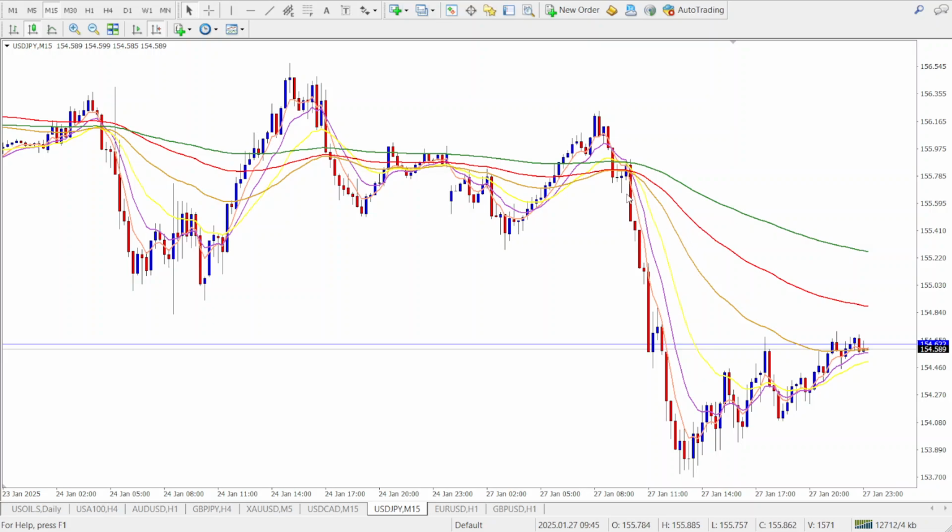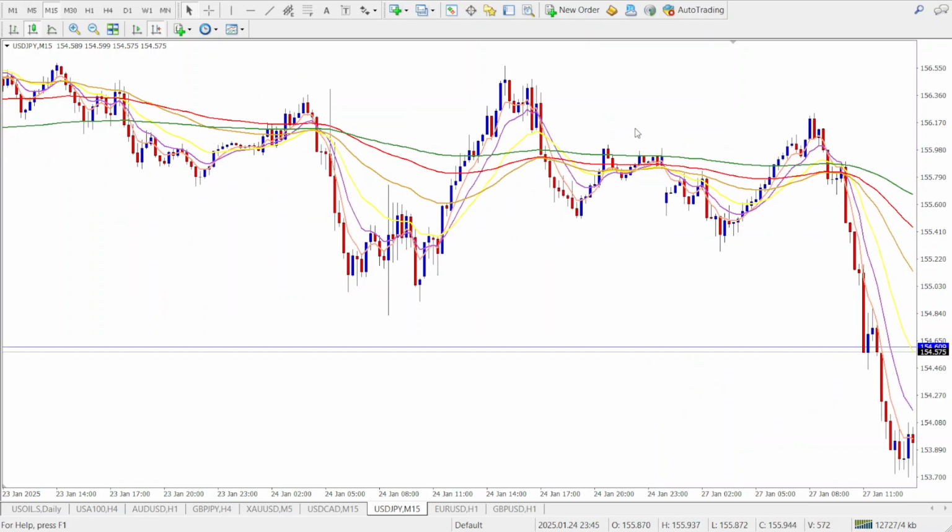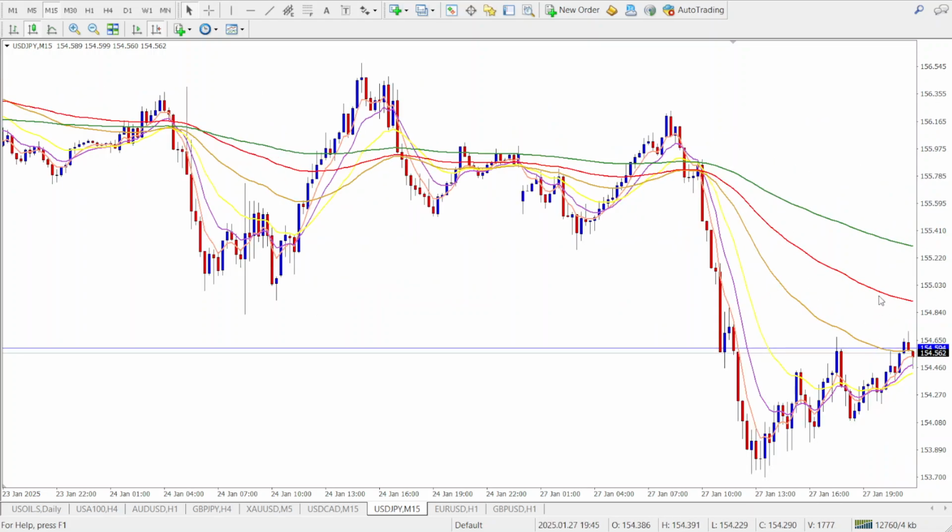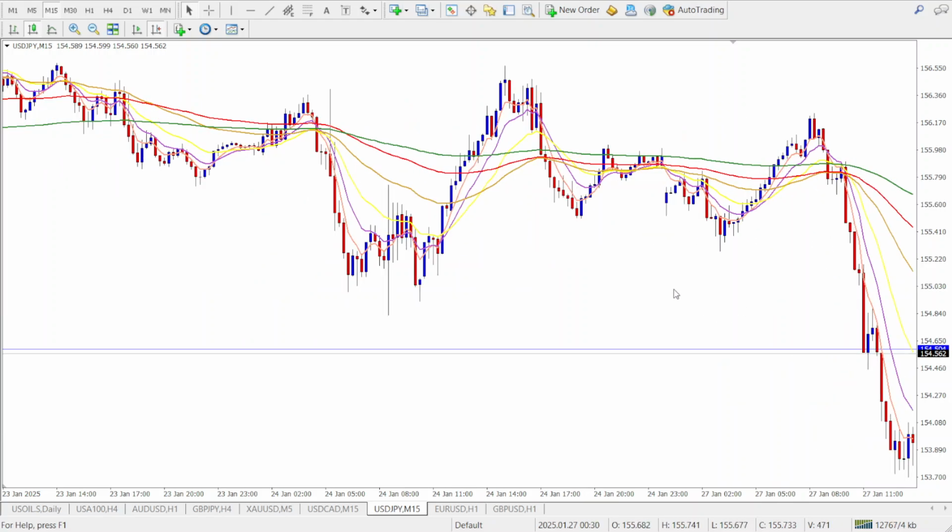Whenever you have the shorter term moving averages below the longer term, that is a sell signal, obviously. And when the moving averages are stacked in a flat or overlapping pattern, that is a sign of consolidation or no clear trend. Now, by keeping your eye on the colors of the moving averages, you can quickly identify whether the market is trending or ranging and make better decisions based on that information.